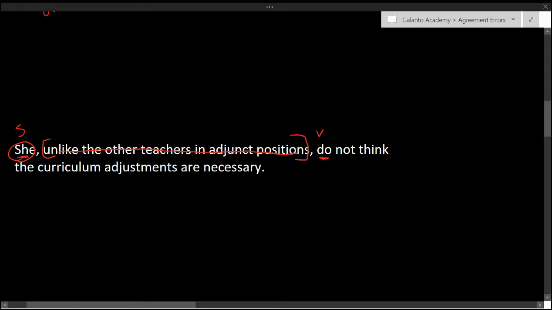But our independent clause here, the only necessary bare bones structure without our interrupter, is she do not think the curriculum adjustments are necessary. In which case, we would need to change that to does. So, she, unlike the other teachers in adjunct positions, does not think the curriculum adjustments are necessary. That would be our correct sentence.